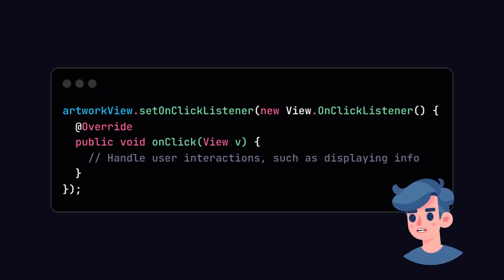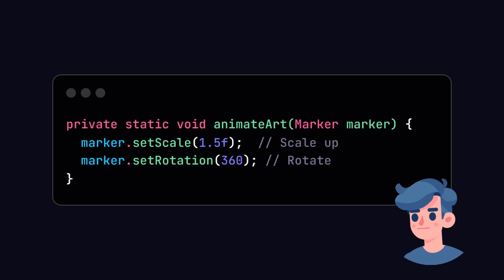Let's now illustrate how users can interact with the art in AR. We can add event listeners to determine user actions, such as tapping on the screen or gestures. Additionally, we can implement animations to make our art exhibit more engaging. For example, you can set a scale or rotate the art piece upon detection.